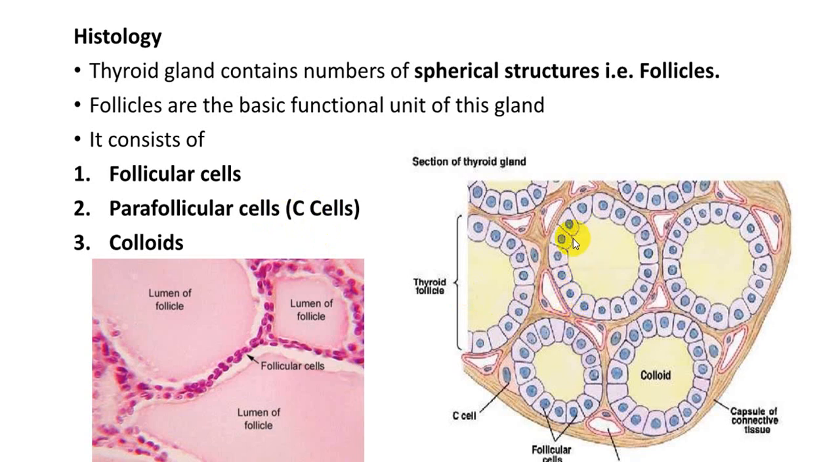And this colloid takes part in synthesis. This is a lumen which is filled with colloid. These are C cells. These are follicular cells. These are the capillary network. And this is the capsule of the thyroid gland.